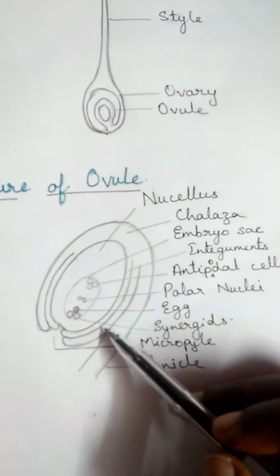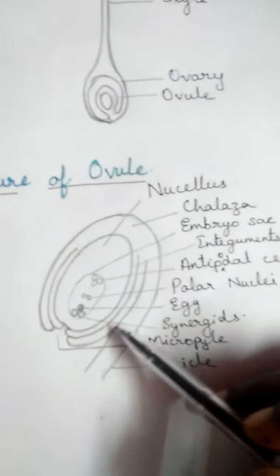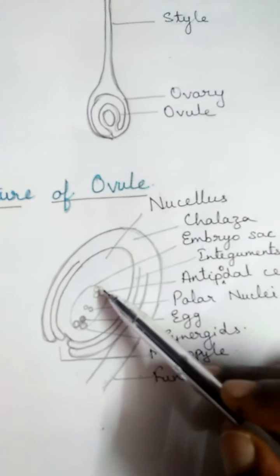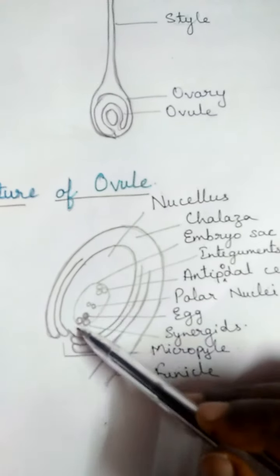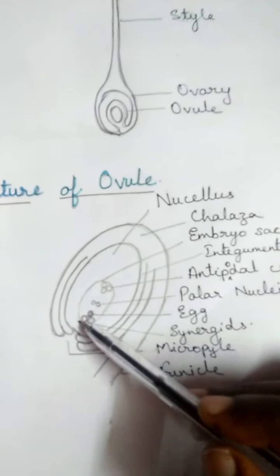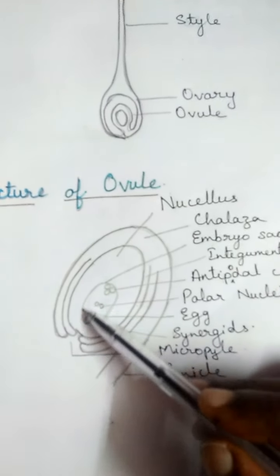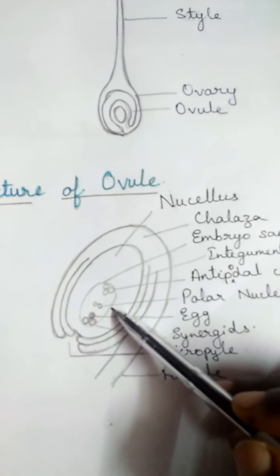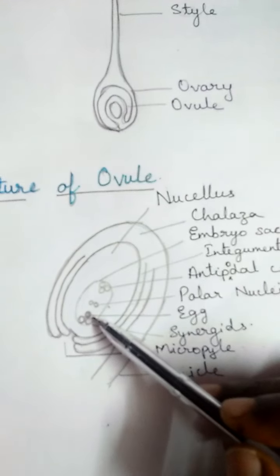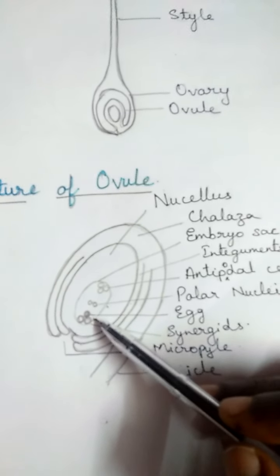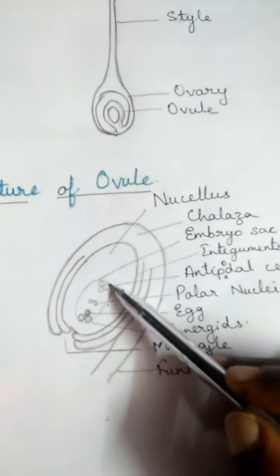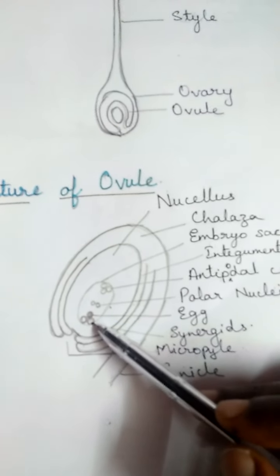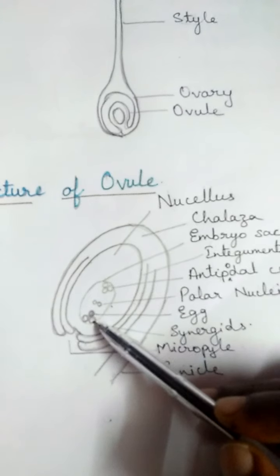Next we can find, inside the nucellus, there is an embryo sac present. Inside the nucellus, it contains an embryo sac. This embryo sac contains 7 cells or 8 nuclei. This is the embryo sac.